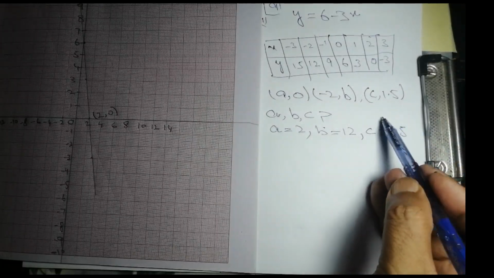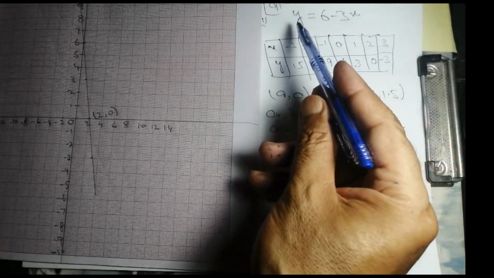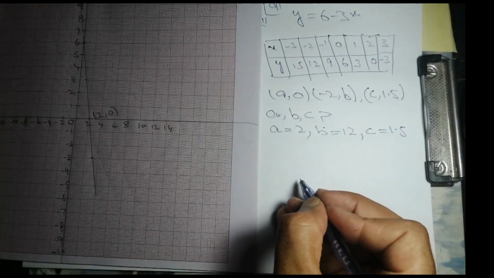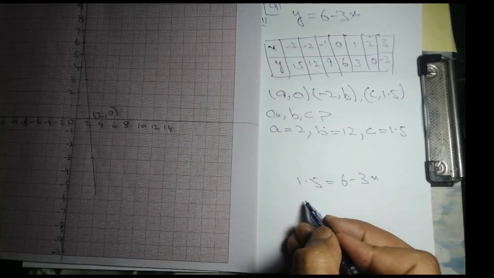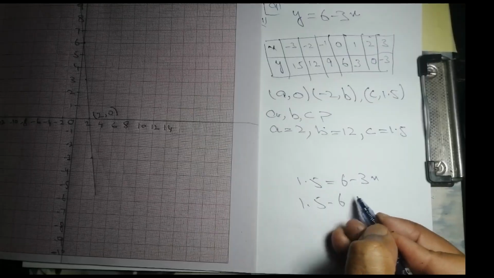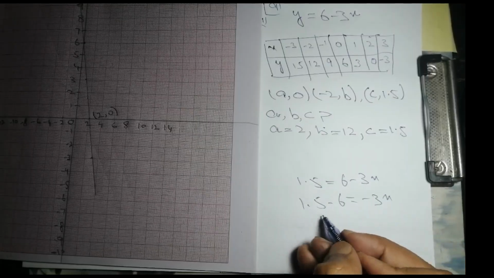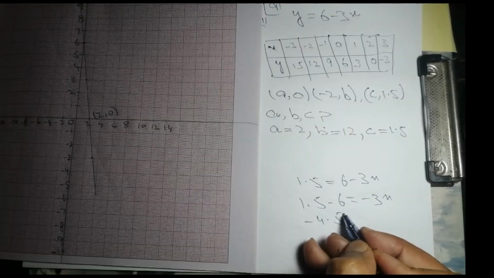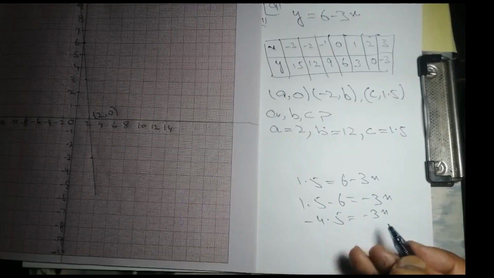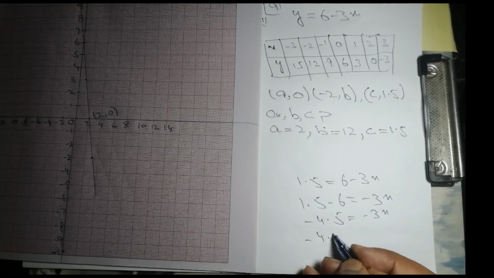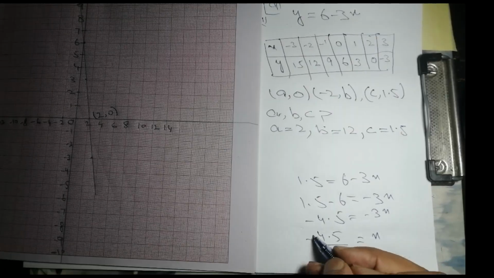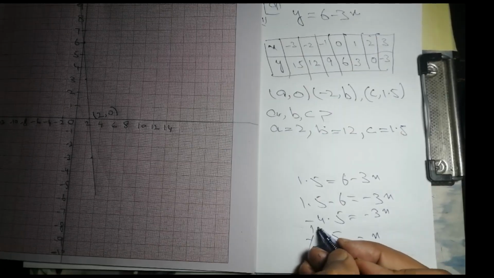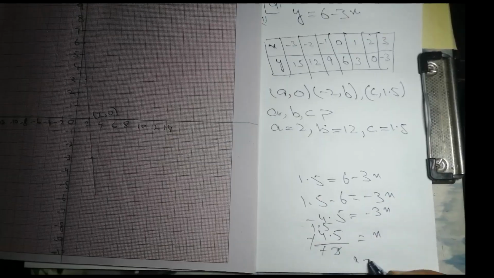And even if we want, we can put this 1.5 value here. For example, 1.5 = 6 - 3x, so 1.5 - 6 = -3x. So this is -4.5 = -3x. So -4.5 over -3 equals x. This cancels: 3 ones are 3, 3 fives are 15, x equals 1.5.